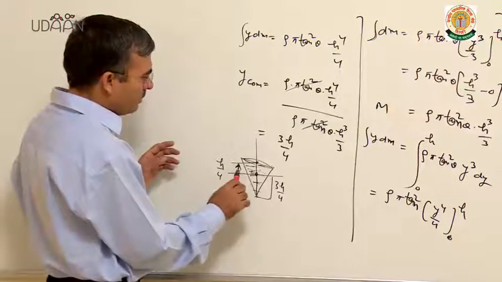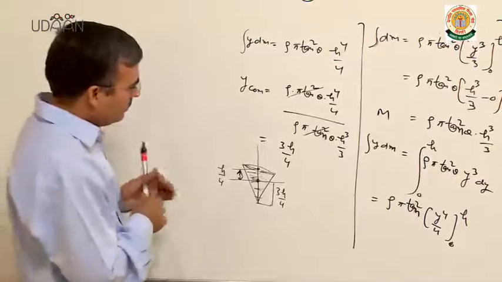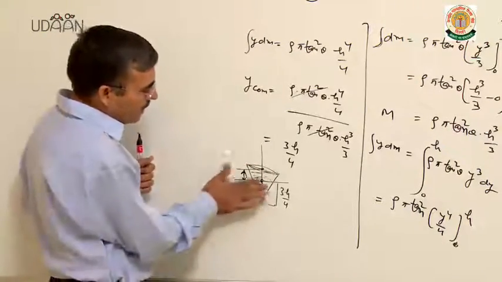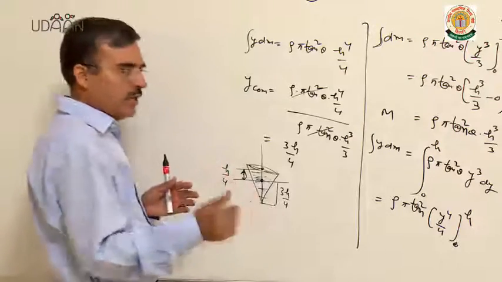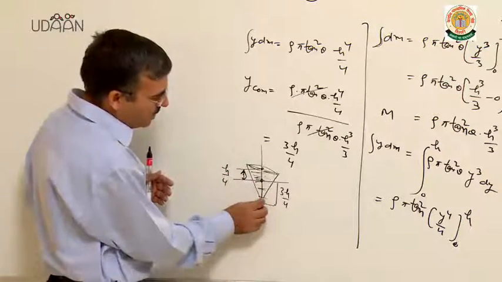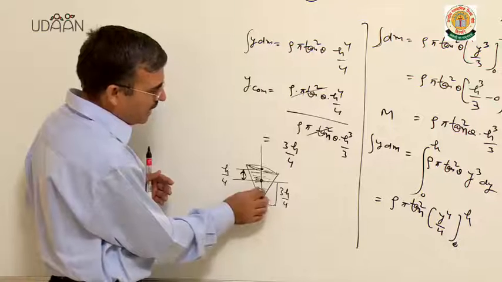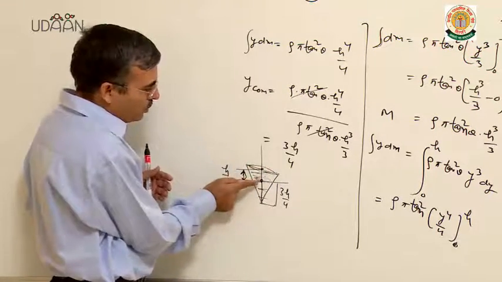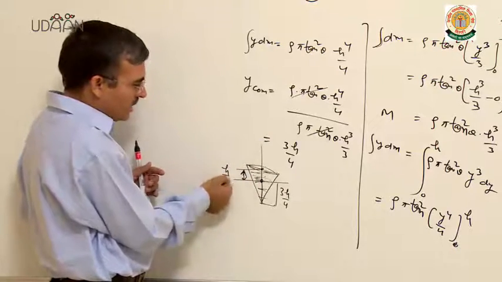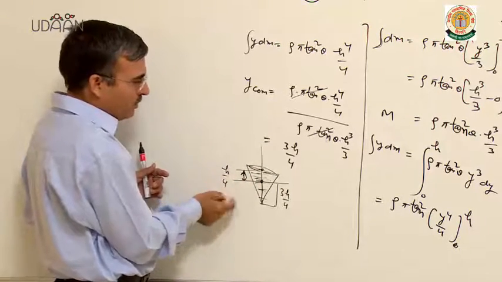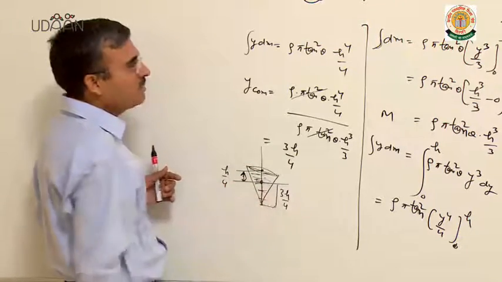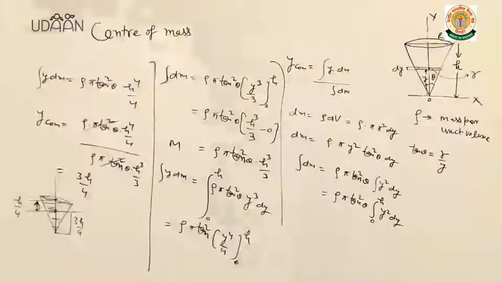h by 4. Now you can check one property of the center of mass. It is nearer to the larger mass. Clearly, near the vertex the mass is less. It is increasing toward the base, so it is nearer to the base, clearly h by 4, and away from the vertex, where mass is less, that is 3h by 4. Clear?